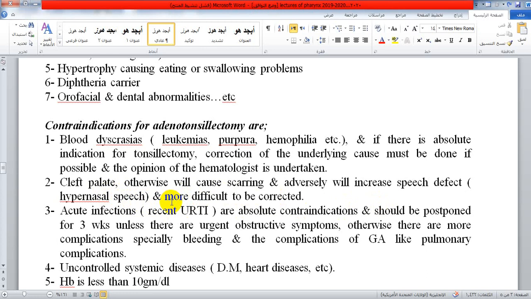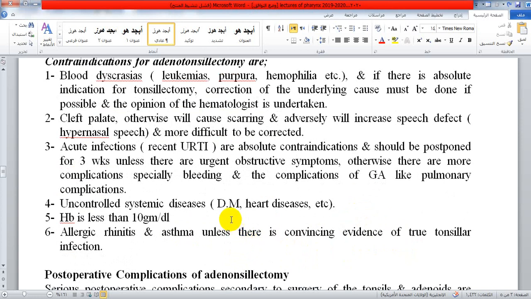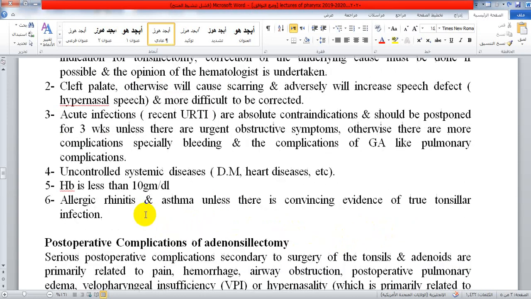3, acute infections. Recent upper respiratory tract infections are absolute contraindications and should be postponed for 3 weeks unless there are urgent obstructive symptoms. Otherwise, there are more complications, especially bleeding and the complications of general anesthesia like pulmonary complications and others. 4th, uncontrolled systemic disease like diabetes mellitus, heart disease, or others. 5th, Hb less than 10 g/dL. 6, allergic rhinitis and asthma unless there is convincing evidence of true tonsillar infections.